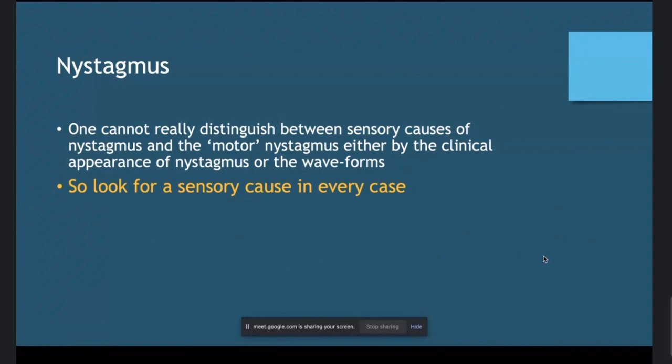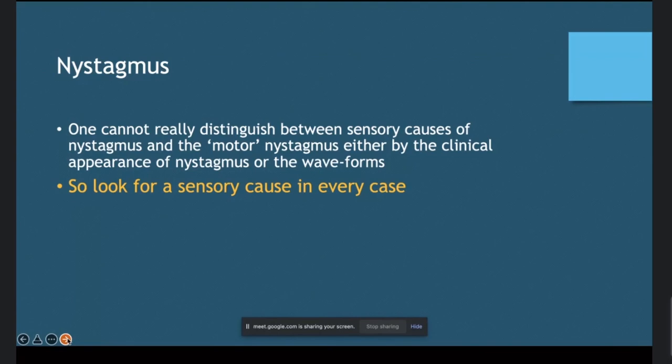Now, we did all these things about how you measure vision and look for visual problems, and so on. So why are we doing all this? Because you cannot really distinguish between sensory cause, motor cause, all these causes just by looking at the nystagmus. So what did I tell you in the beginning? Presume there is a sensory cause for every nystagmus unless proven otherwise. This is how it is.